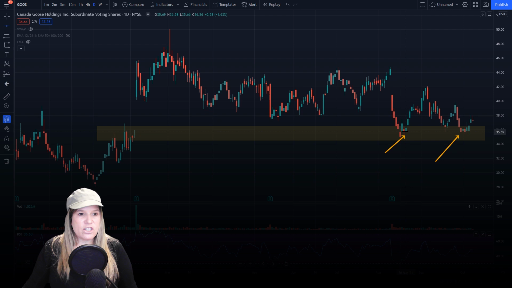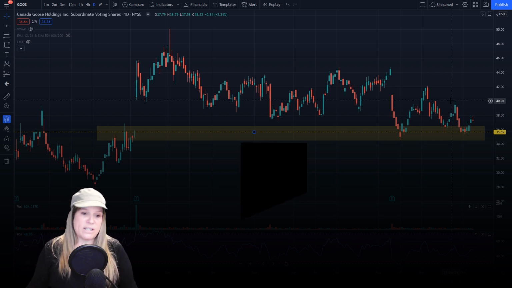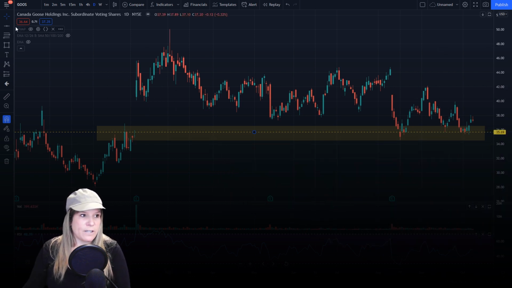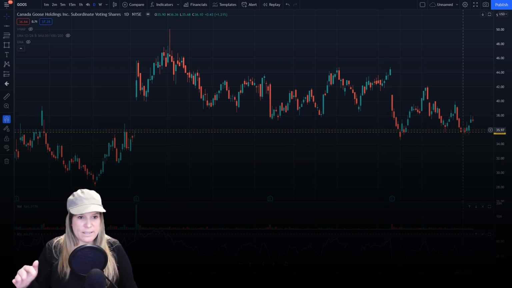Now, some traders don't care because they'll just look in this general zone area, but I do like to have exact price points being tried more than once. And so what we've done here is we have found a double bottom level that has been tested multiple times on the daily time frames. So here's our level. I'm just going to turn off the zone for now, because we're going to draw this back again later.